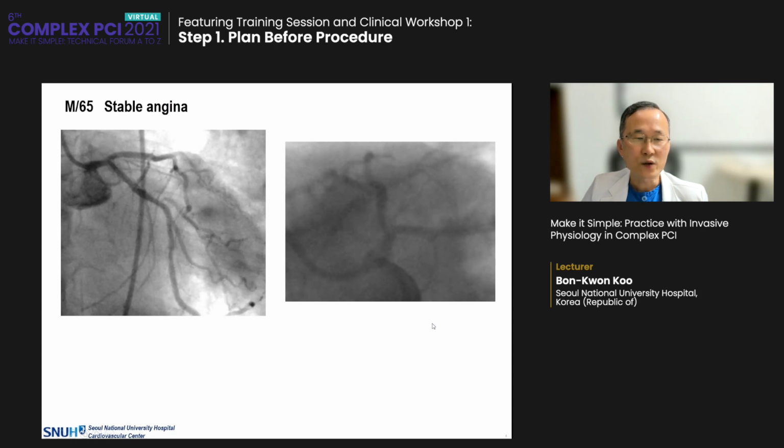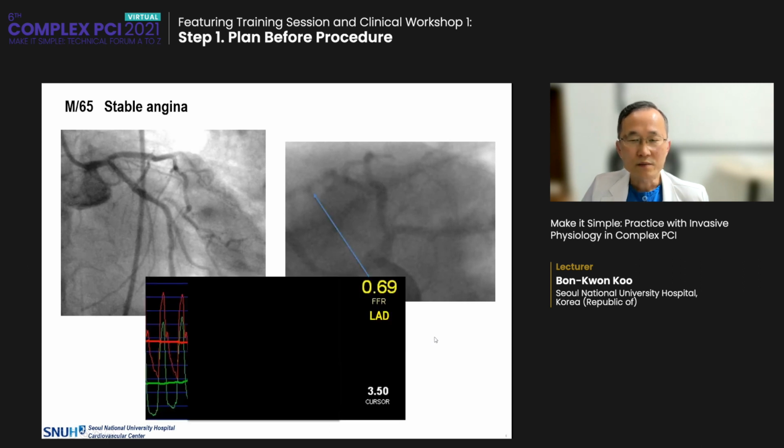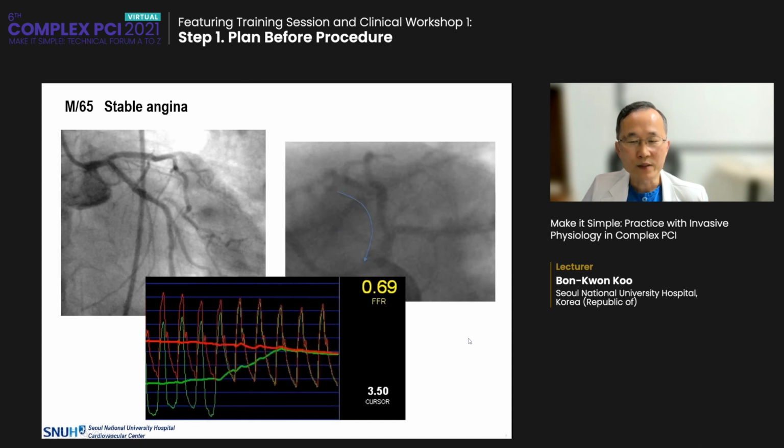This is an angio of a 65-year-old gentleman with stable angina. The patient seems to have some diffuse disease, and there seems to be some distal main or LAD ostial disease. When I advanced the pressure wire and measured FFR, it was 0.69, very low. Then what we need to do is pull back the wire under hyperemia to find the culprit. You see there is a big step up here and here. So this is a true distal left main and LAD ostial lesion.